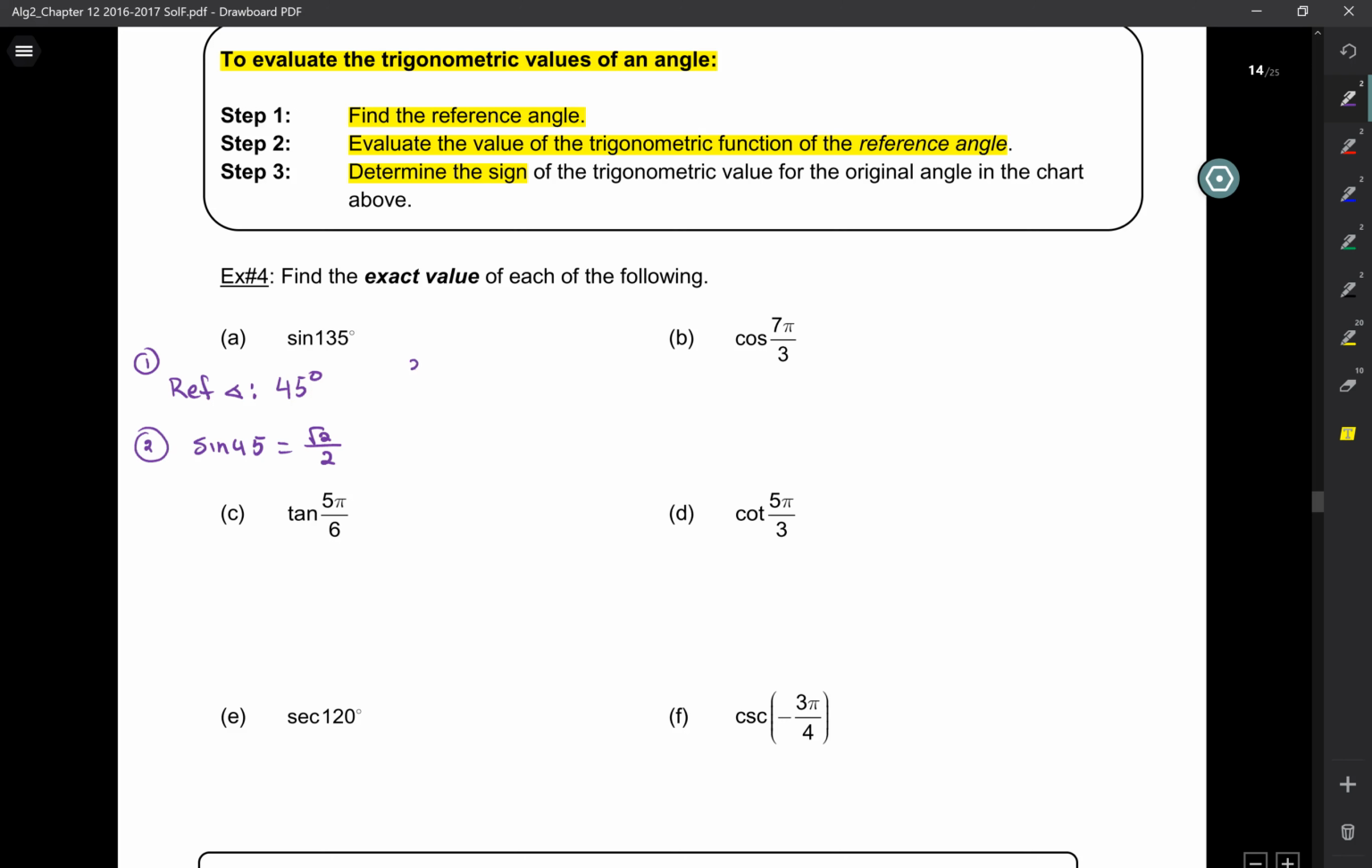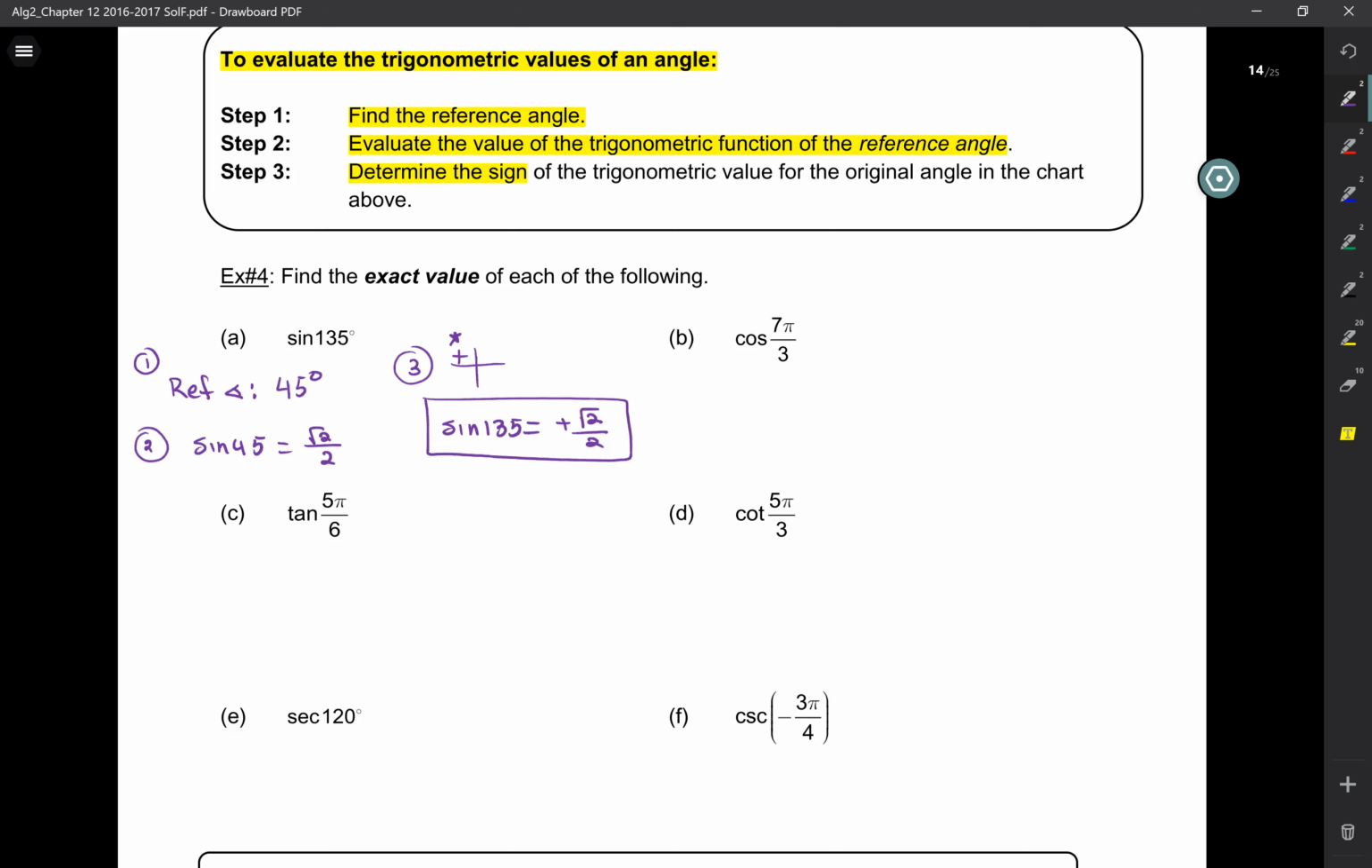And the third step is to determine what sign it has. In what quadrant is 135 going to fall? 1, 2, 3, or 4? Quadrant 2. In that quadrant, is sine positive or negative? Positive. So then, sine of 135 is equal to positive root 2 over 2. Do you have to write positive? No, you don't have to write positive.